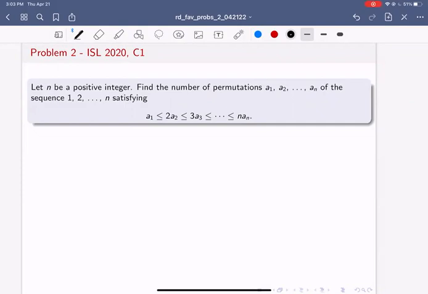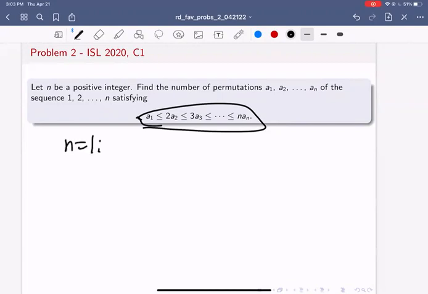And this problem has a relatively simple problem statement. It's asking for the amount of permutations of the first n integers, satisfying this inequality. But the condition seems a bit weird and hard to deal with. So I think the best way to approach this problem is to just try listing out the first few, solving this manually for small n.